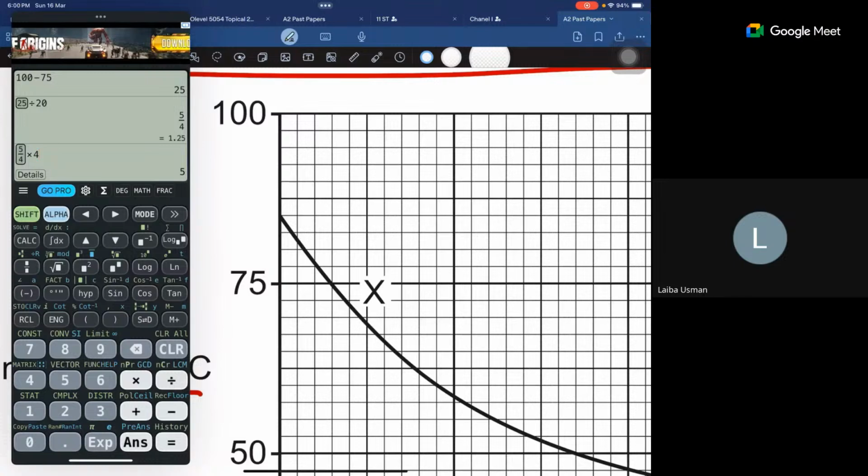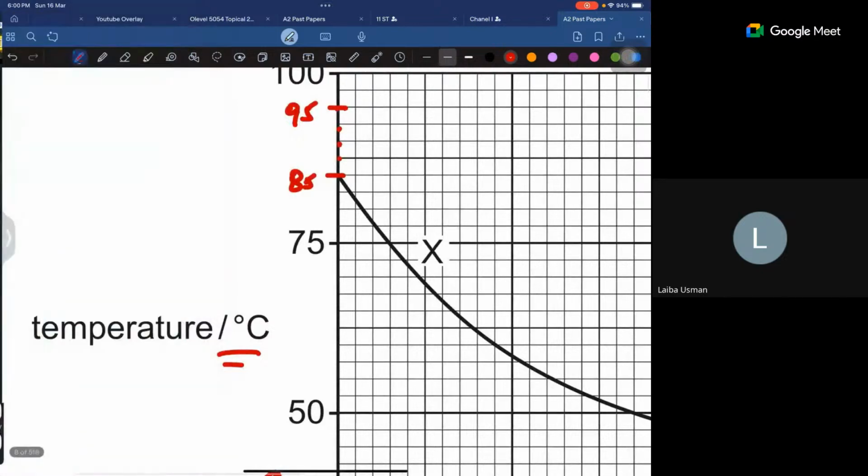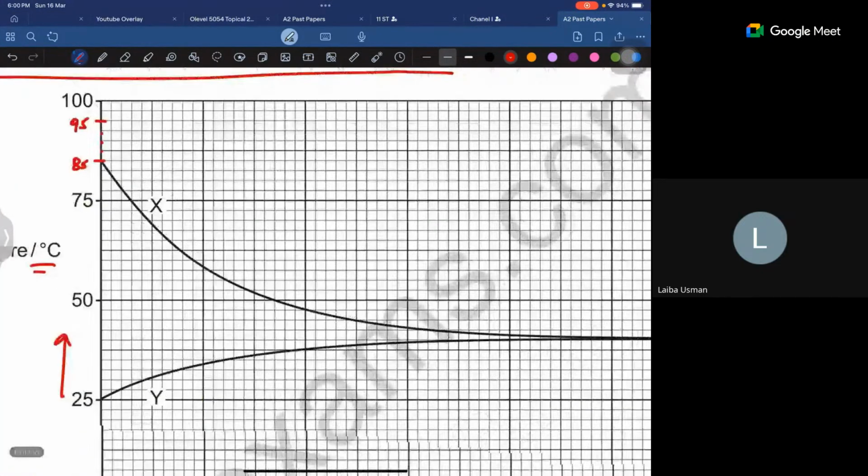Why did it go wrong? 25 divided by, oh, okay. I made a mistake here. So 100 minus 75 divided by 10. So each box is 2.5 actually. 2.5 times 4, 10. So 4 boxes are 10. So that means this is going to be 85. And 1, 2, 3, 4. This is going to be 95 and then 100. Okay. So X goes from 85 up till this particular point.